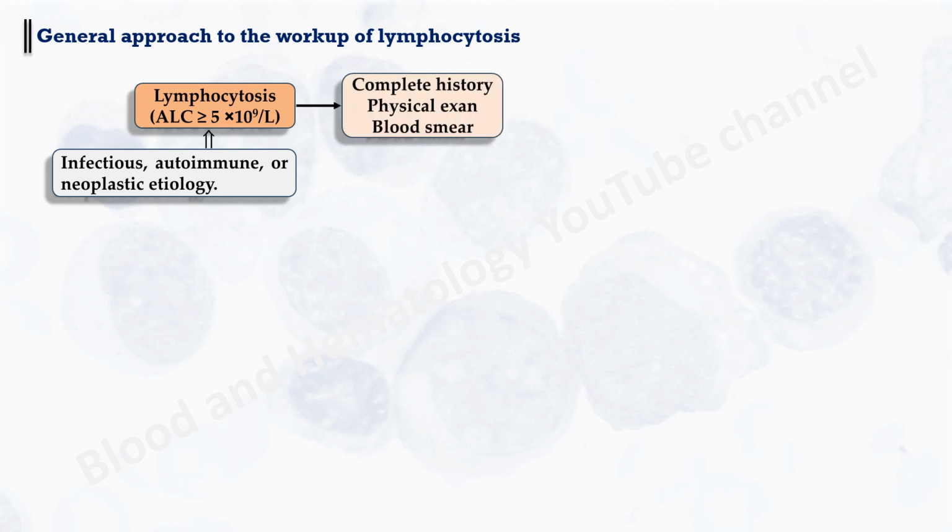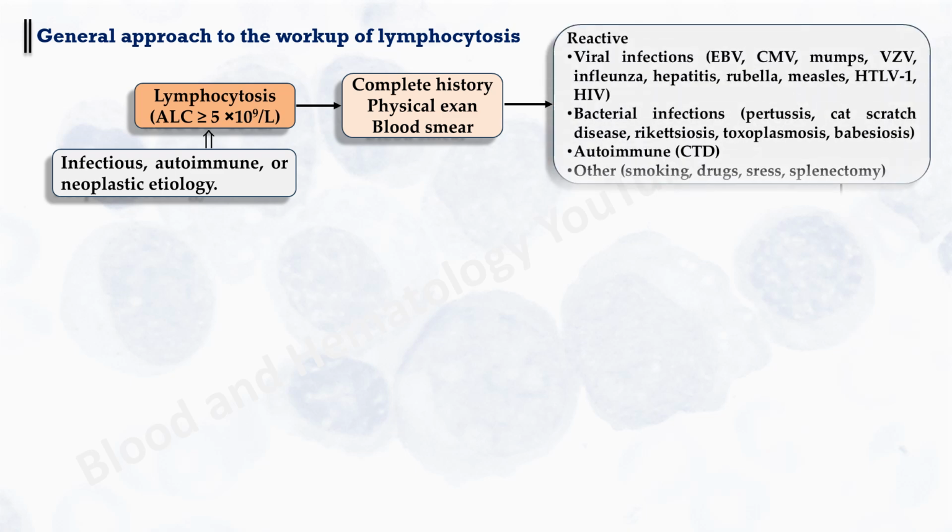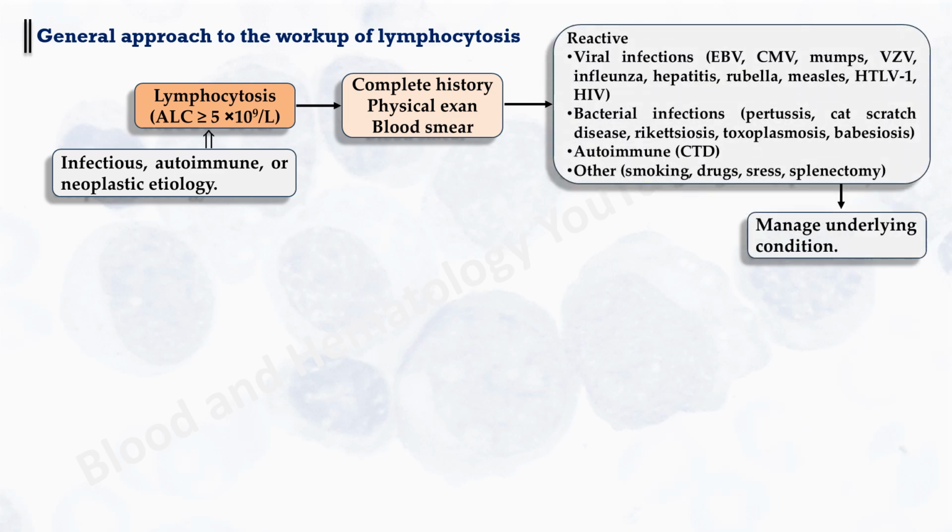A complete history and physical examination should represent the first step of such an evaluation, aimed at identifying causes of reactive or polyclonal lymphocytosis. The most common cause of reactive lymphocytosis is viral infections. Autoimmune conditions, smoking, hypersensitivity reactions, acute stress, and splenectomy can also induce polyclonal lymphocytosis.